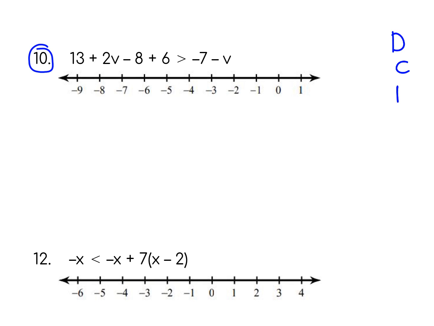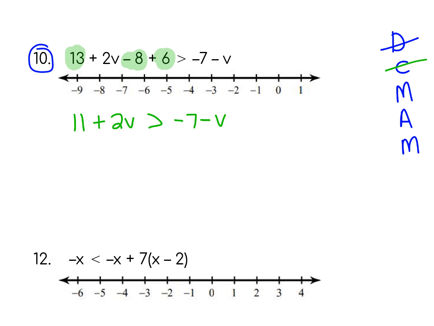So my steps: distribute, combine, move, add and subtract, multiply and divide. For distribute, I don't have any parentheses, so we're going to skip that. C for combine like terms. On the left side of the inequality, I have 3 things that do not have a variable. So all of those are like terms. 13 minus 8 would give me 5, plus 6 is 11. Then the plus 2v is the only thing with a variable, so we're going to put plus 2v, less than or equal to negative 7 minus v.